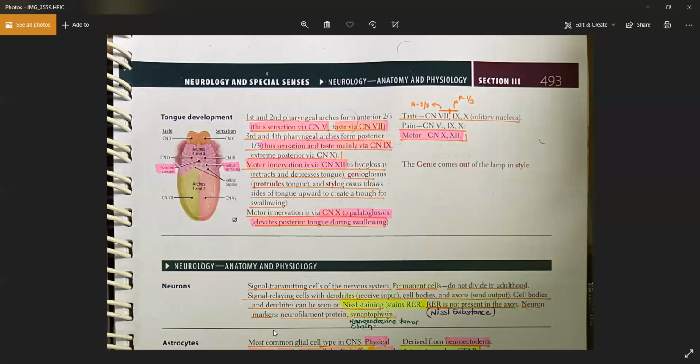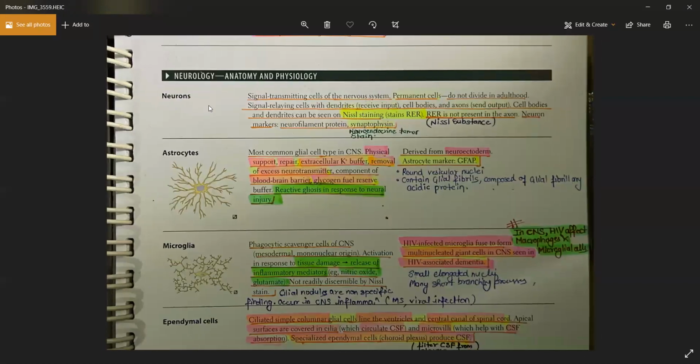So we have discussed the embryology part, and now let's move on to the anatomy and the physiology. First, you need to know about the neurons. These neurons help in transmission of signals in the nervous system. Please note that neurons are permanent cells. They cannot divide. They can only undergo hypertrophy, but not hyperplasia. Once these cells die, they cannot be regenerated.